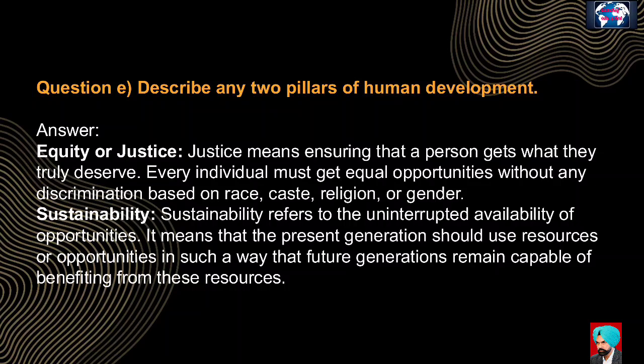Question E. Describe any two pillars of human development. Answer. 1. Equity or justice. Justice means ensuring that a person gets what they truly deserve. Every individual must get equal opportunities without any discrimination based on race, caste, religion, or gender. 2. Sustainability. Sustainability refers to the uninterrupted availability of opportunities. It means that the present generation should use resources or opportunities in such a way that future generations remain capable of benefiting from these resources.